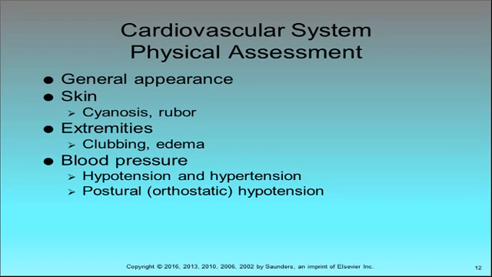Hypo or hypertension, what's causing that. And then postural orthostatic hypotension. Remember that orthostatic hypotension is a 10 to 20 point drop when you take the patient's blood pressure sitting and then stand them up. They can have a 10 to 20 point drop.